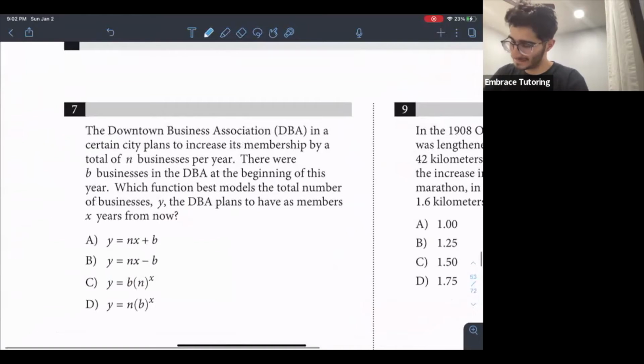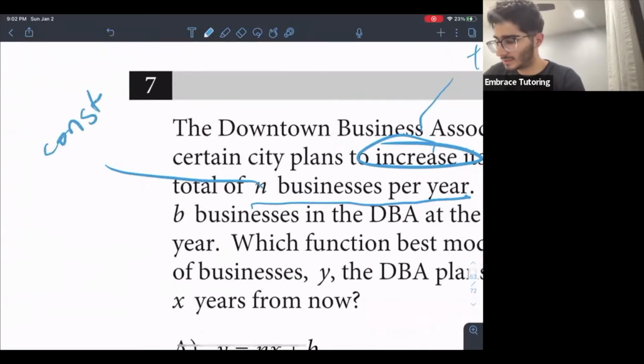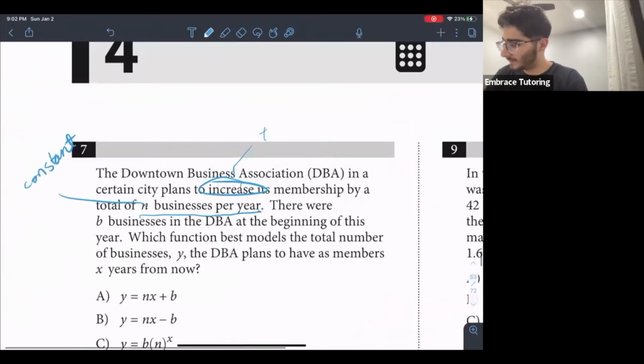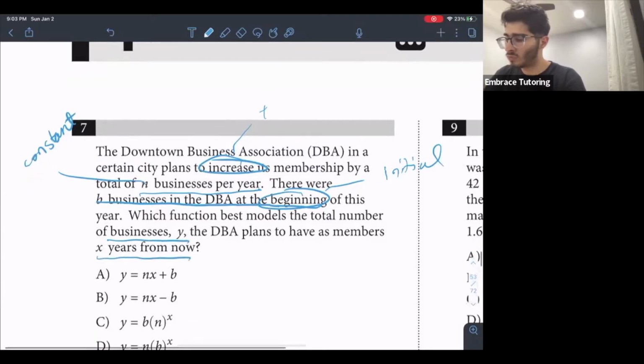Question 7. The Downtown Business Association, DBA, in a certain city plans to increase its membership by a total of N businesses per year. Increase is the major word, meaning anything would be positive. It reminds you of a constant, because it's N businesses per year. There were B businesses in the DBA at the beginning, meaning the initial of this year. Which function best models the total number of businesses, Y, the DBA plans to have as members X years from now?